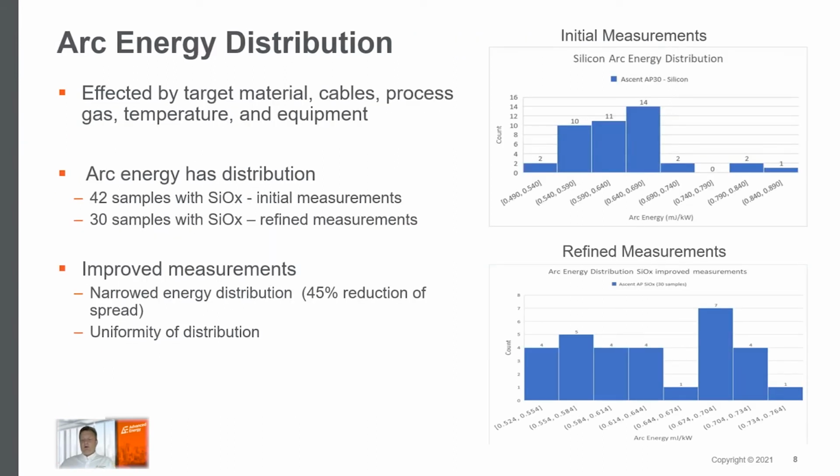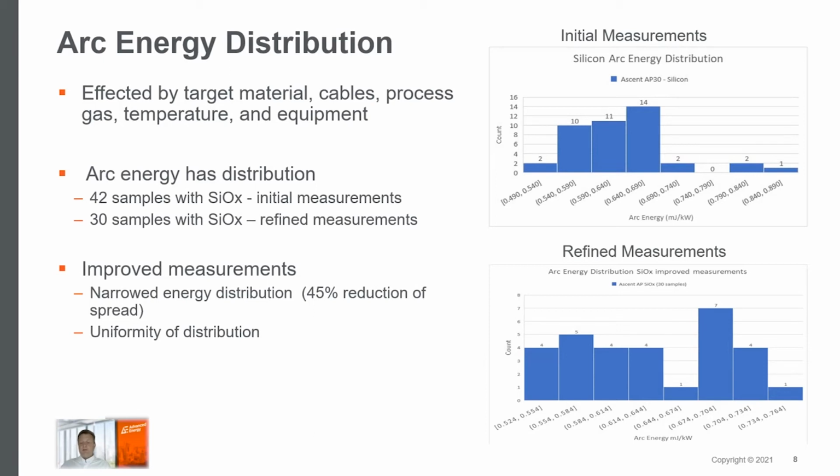The distributed nature of arc energy has been presented before. However, we found that we can affect the distribution of the measurements. Initially, our measurements were grabbed using 42 samples of our default settings, and we found a Gaussian-looking distribution. Refining the process and measurements and retaking 30 samples reduced the distribution down here. It narrowed the range of the distribution significantly, and it also flattened the distribution out, so it was more uniform.